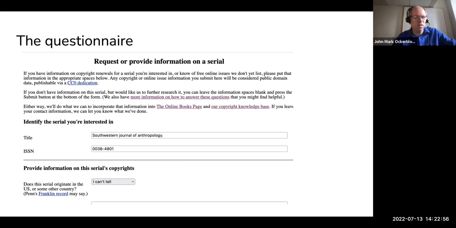Well, you can tell that from the catalog entry where the place of publication is. Are there any renewals mentioned in that inventory of renewals that I showed you earlier? Is it in that list? Can you find any if you search the Copyright Office database? And again, we'll show people how to do that. And a few other questions as well that we ask about copyrights or online availability.